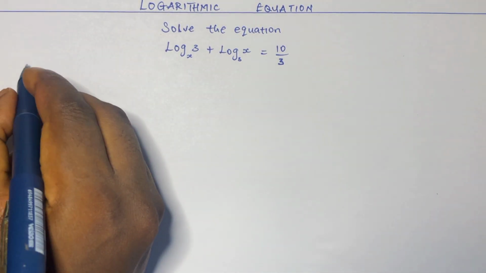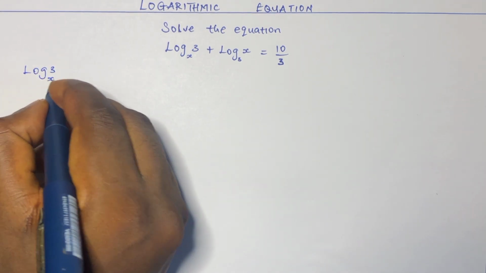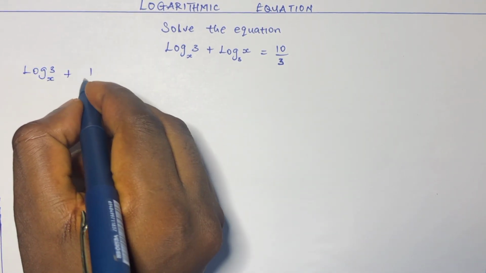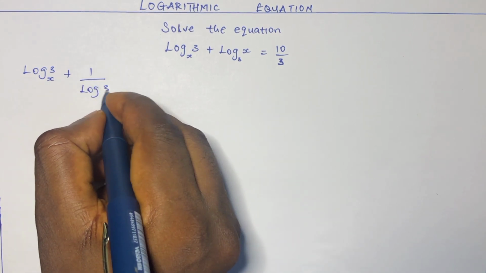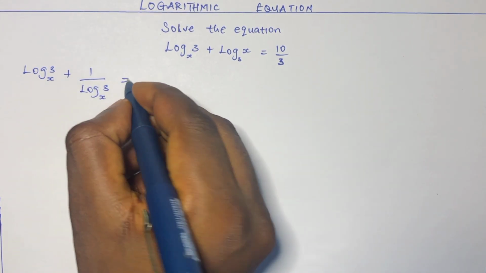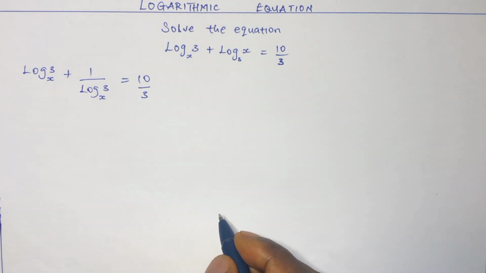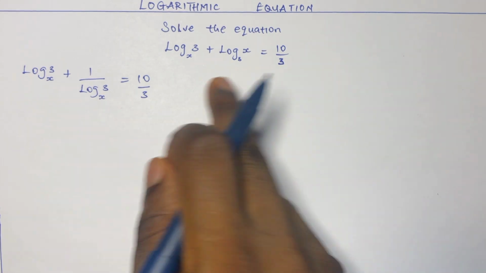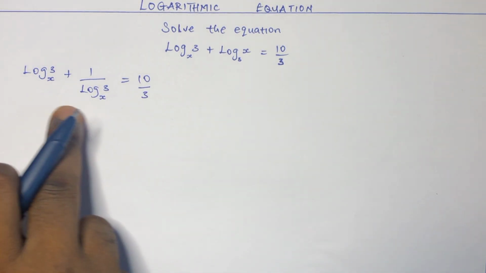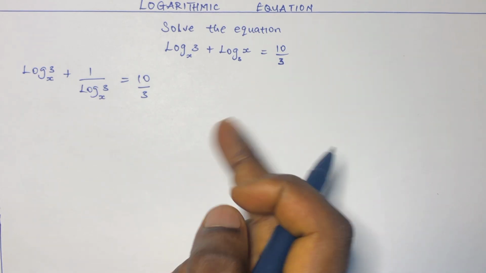So we are going to have log 3 base x plus 1 over log 3 base x will be equal to 10 over 3. So getting the inverse of this will automatically make them of the same base. So this is the first step we are taking to solve this problem.